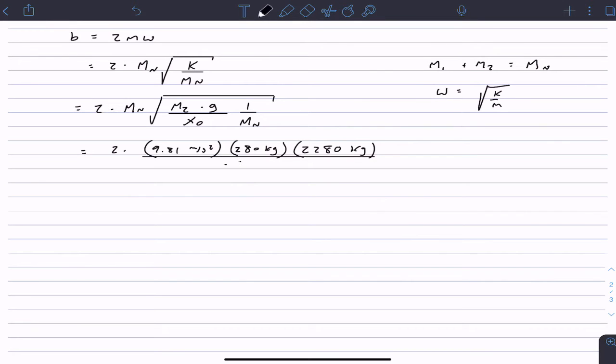Okay, and this is going to be over 0.015. So that's going to be this. It gives you a value of 4.09 times 10 to the 4 kilograms per second. So those are some pretty powerful shocks, and they have to be because you're talking about a car full of people. So that's your answer.